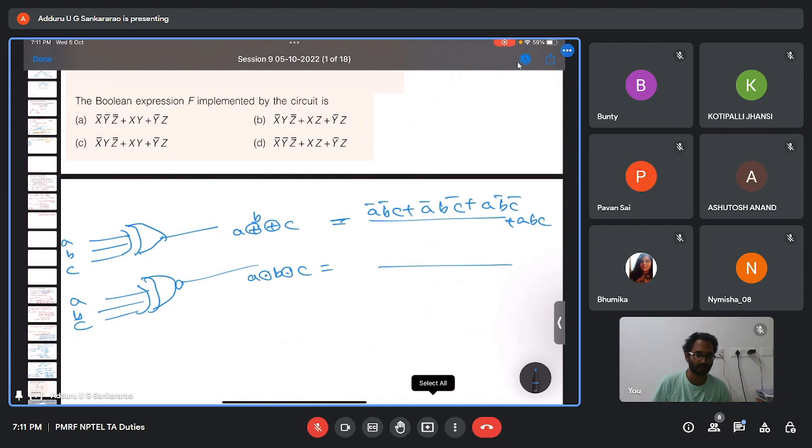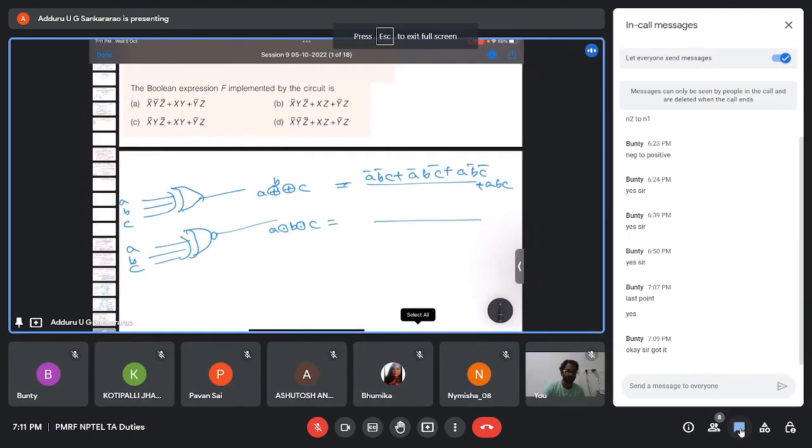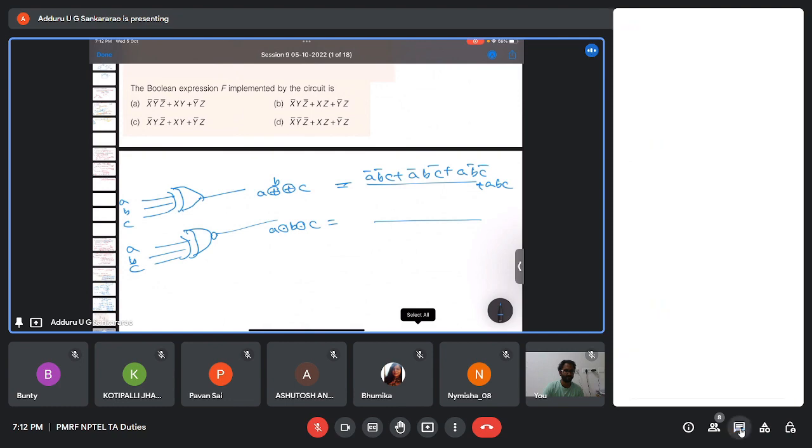Is that okay? It will be valid for any number of inputs. Even a 5-input XOR gate or 5-input XNOR gate, both will be equal. Bunty, is that okay? Doubt got clarified. Okay, fine.